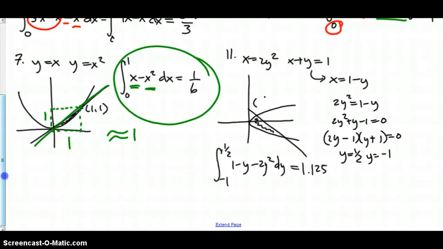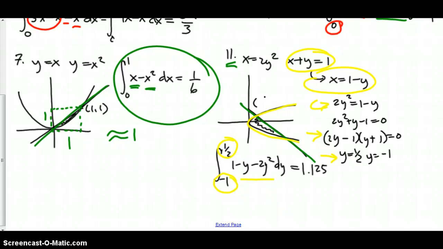Here, I don't have a distinct top and bottom in number 11, so I'll be looking for a right-hand curve and a left-hand curve. In order to find the points of intersection, I rewrote my linear equation and set it equal to my quadratic, and I actually factored this one. It factors nicely, and I found my bounds. Make sure you have smaller y value to bigger y value as your bounds, and don't forget to distribute your negative. That wasn't a problem in this case.